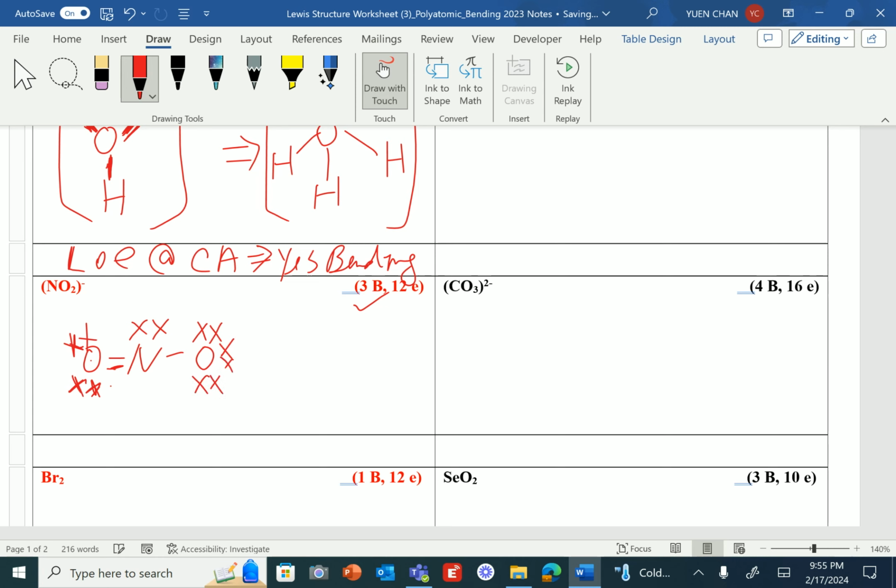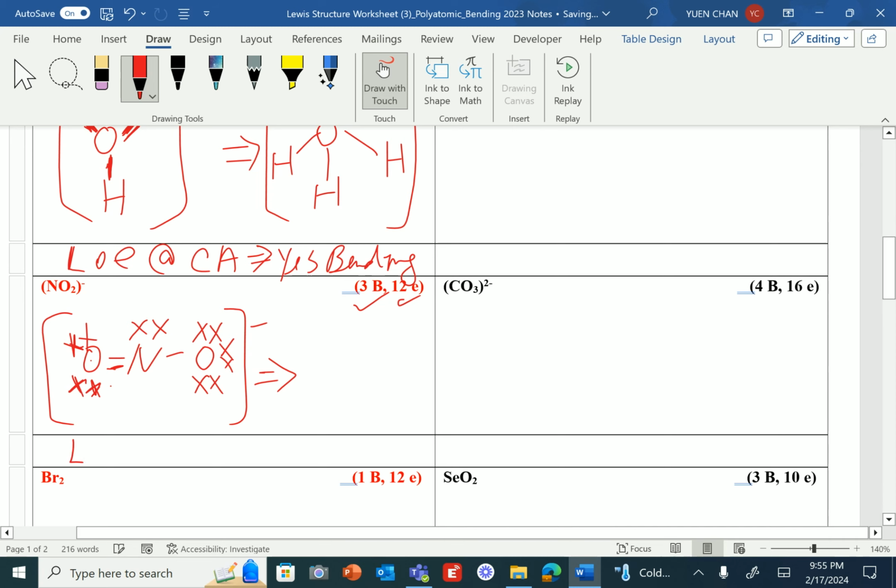So if you calculate the electron totally, 1, 2, 3, 4, 5, 6, 7, 8, 9, 10, 11, 12. So 12 electron happy now. And then I have the bracket outside. All right. And prepare to be bending. So if you look it up, the reason for bending is leftover electron around central atom because I have leftover electron. So I'm going to write LOE.